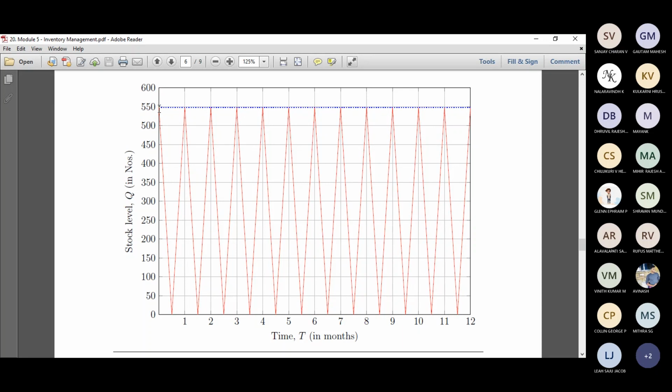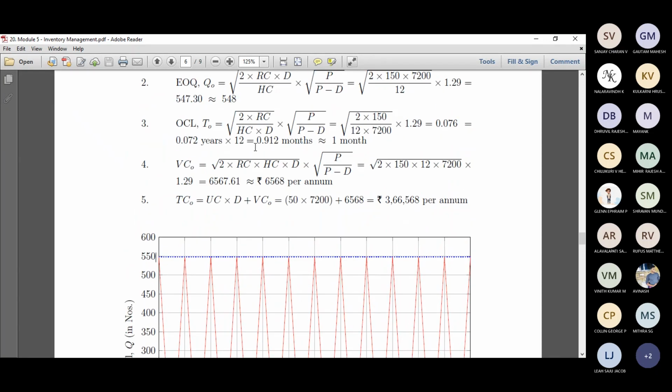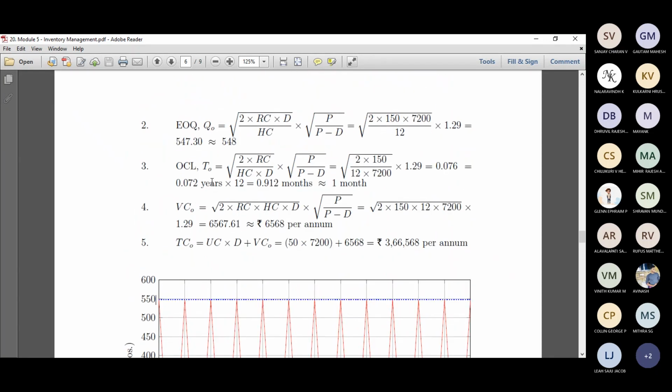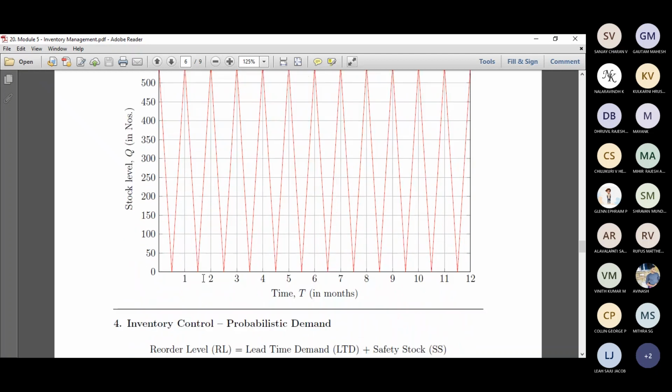Then what you do is cycle time. So the cycle time is 1 month. At 1 month, so this is our cycle time.